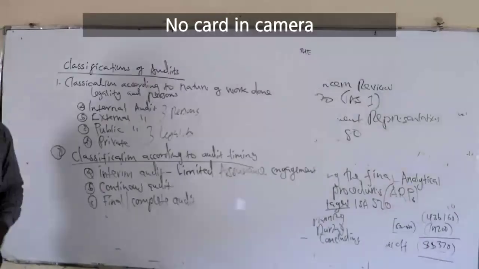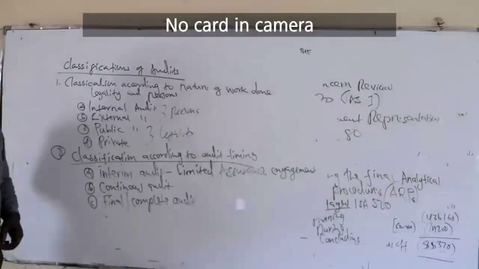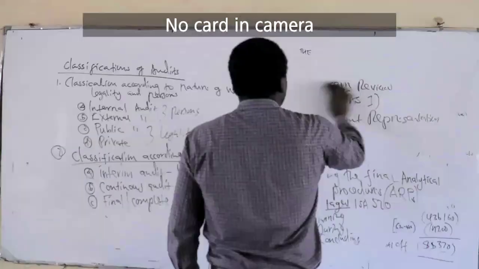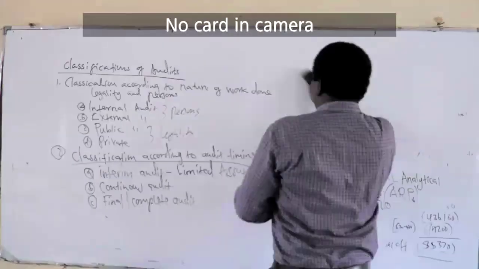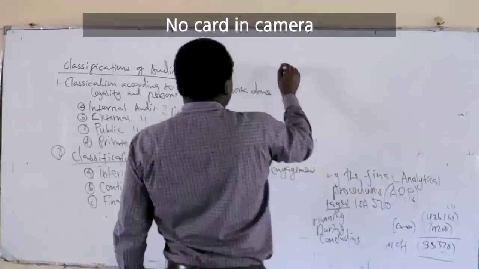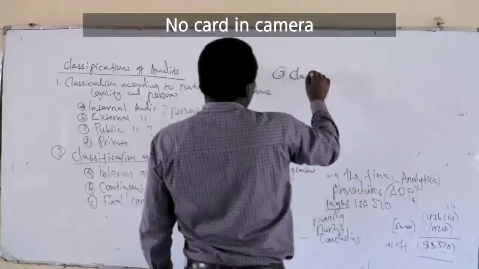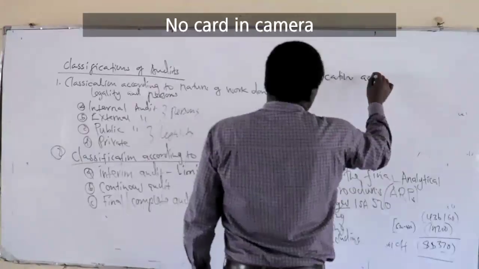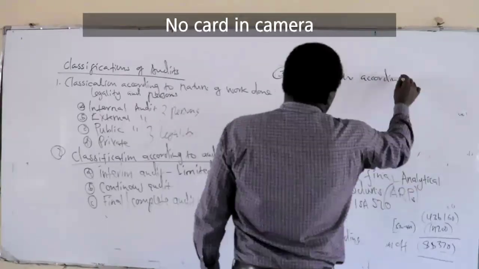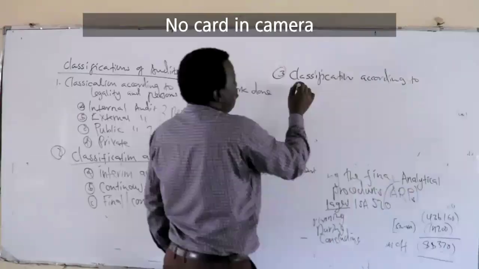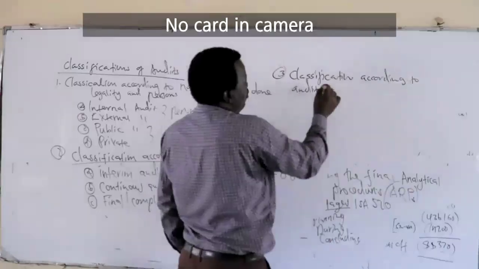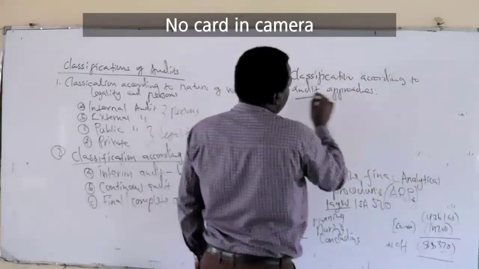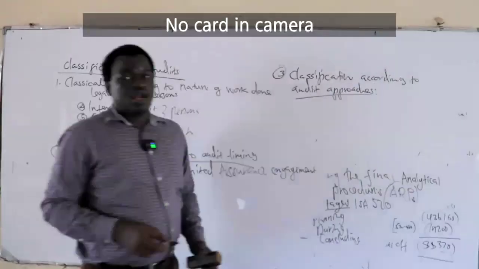Then we go to the next classification, number 3, classification according to audit approaches.